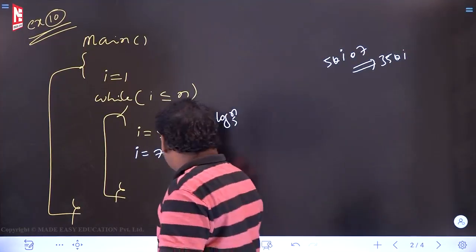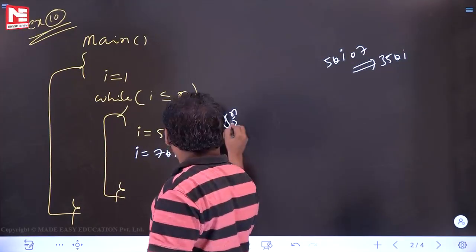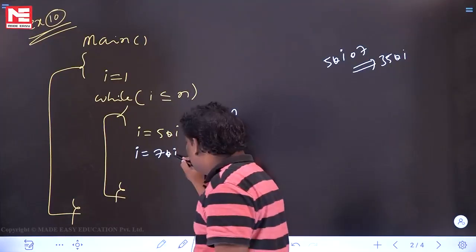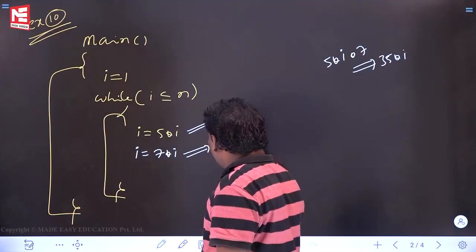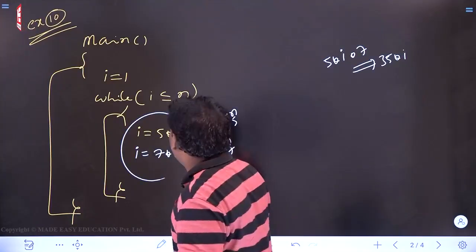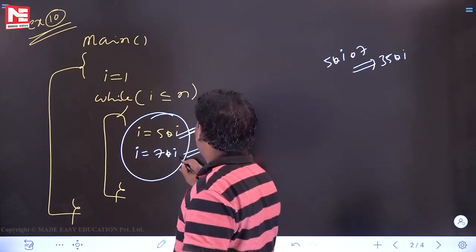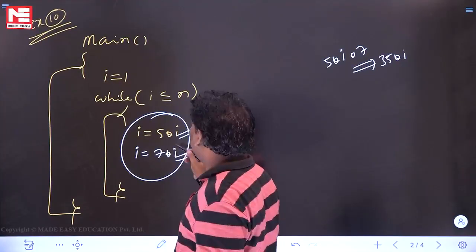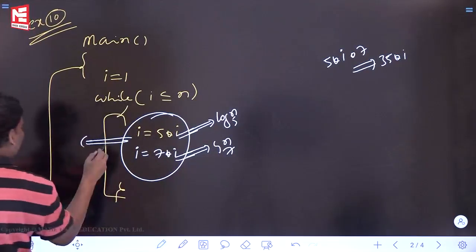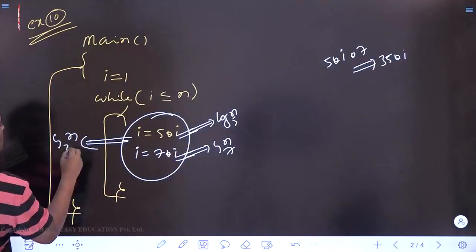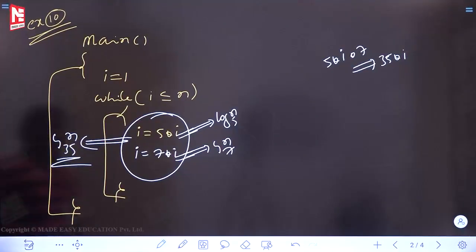So if only this is there, log n base 5; if only this is there, it is going to be log n base 7, right? If both are there, what is the answer? If both are there, the answer is going to be log n base 35, right? That is the purpose of this problem.